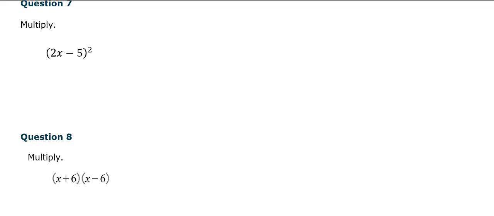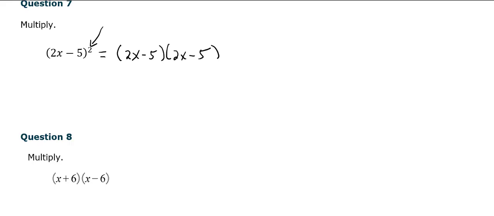Our next problem, multiply the quantity 2x minus 5 squared. So students need to understand that when we have something squared, a quantity squared in this case, what we do is we rewrite it as that factor 2x minus 5 times itself, in this case 2 times.